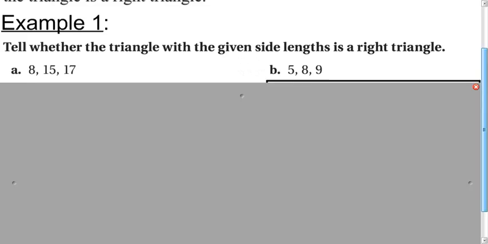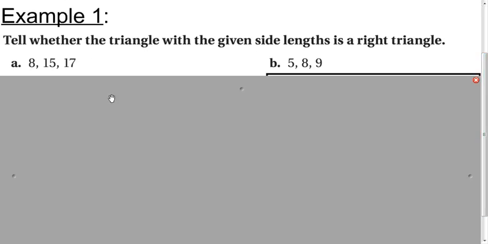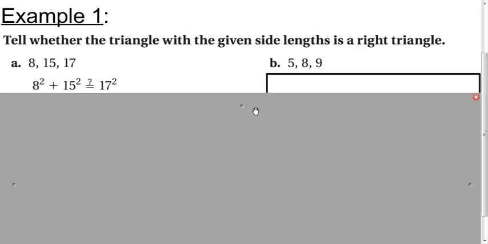If we're given three side lengths of a triangle, we can plug them into the a squared plus b squared equals c squared equation and see if it checks. If it checks, then it's a right triangle. If it doesn't, then it's not a right triangle. The one thing you have to be careful of is to always take your biggest measurement and substitute that for the hypotenuse. So in this case, we want to see, is 8 squared plus 15 squared equal to 17 squared?